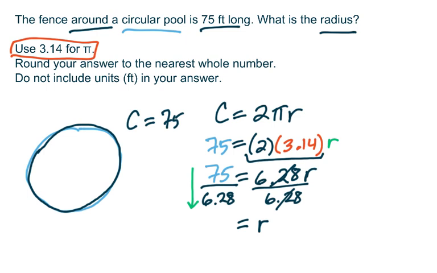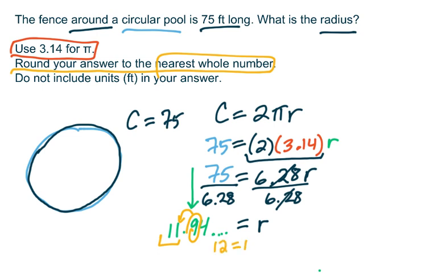So 75 divided by 6.28 gives me 11.94, and then it goes on from there. I don't need all those digits, because the question says to round my answer to the nearest whole number. So that means I'm going to look at the 11. I have a 9 in the next place after the 11, and so I'm going to round up to the nearest whole number. That means that my answer will be rounded up to 12. So the correct answer here was 12.